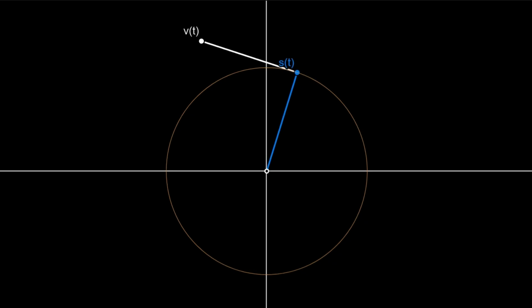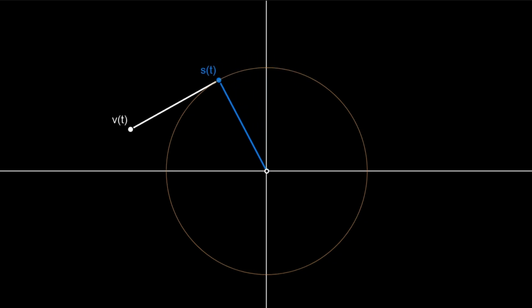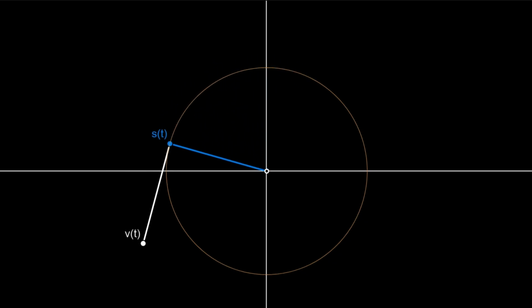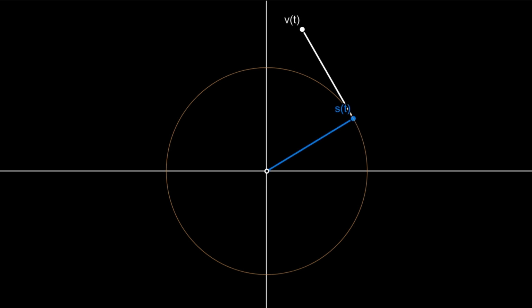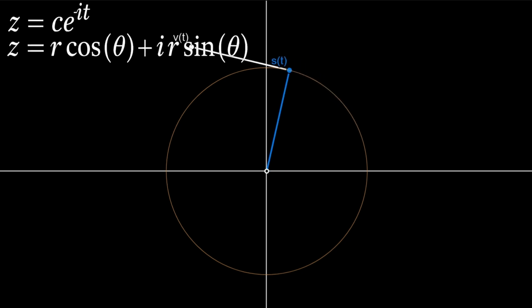And that is it. We have proved geometrically that e to the it is another way to represent a complex number. We now have two forms, c e to the it and r cosine theta plus I r sine theta. Both are perfectly valid ways to represent complex numbers. However, our last job is to connect the two ideas and reach Euler's identity.